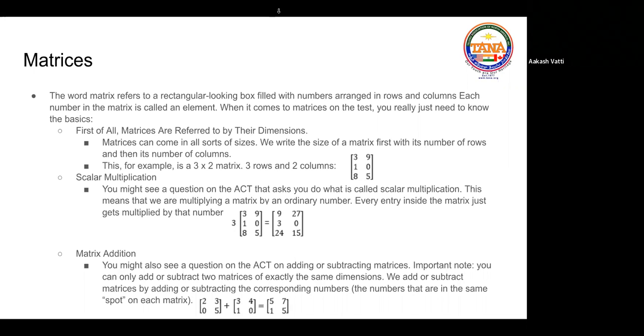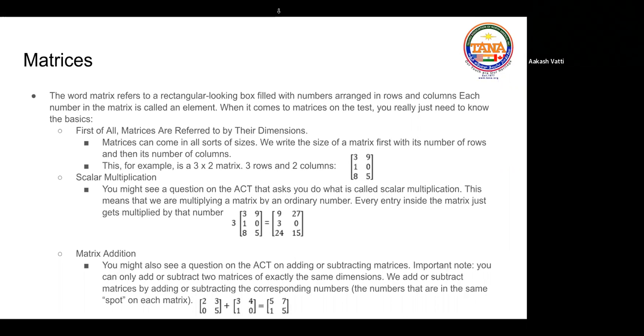Matrix addition. So you might see a question on the ACT on adding or subtracting matrices. Important note, you can only add or subtract 2 matrices of exactly the same dimensions, which means you can only add a 3x2 matrix with another 3x2 matrix, and you can't add or subtract a 3x2 matrix with a 2x3 or something like that.